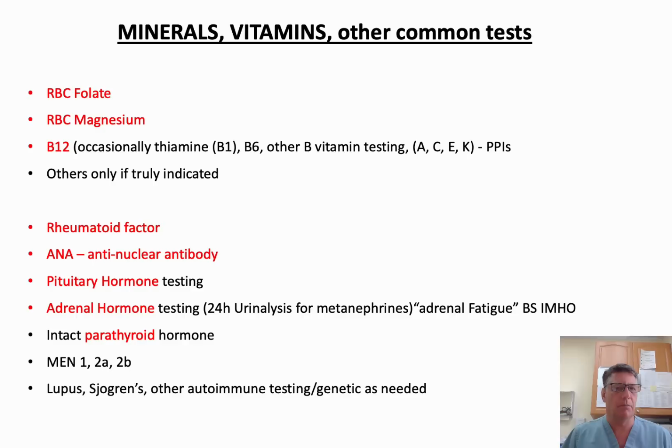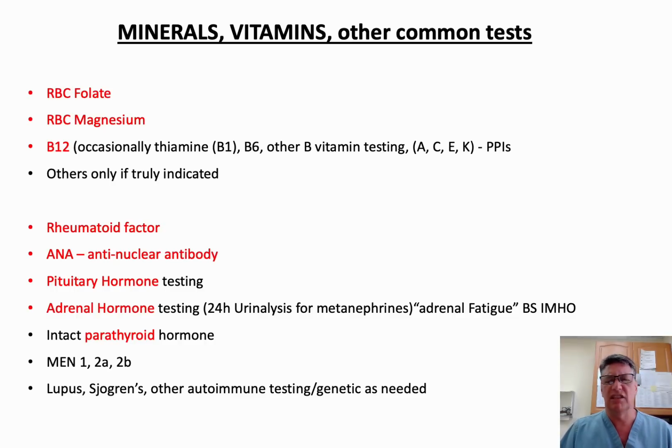Minerals, vitamins, and other common tests. I always check RBC folate, especially in child-producing or child-rearing female patients, because that can lead to spina bifida, and it's a very common deficiency. Almost everybody in my practice, because of the internet, is taking magnesium. Well, we want to look at red blood cell magnesium levels because very often they're overdosed.